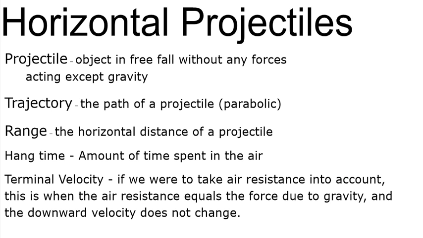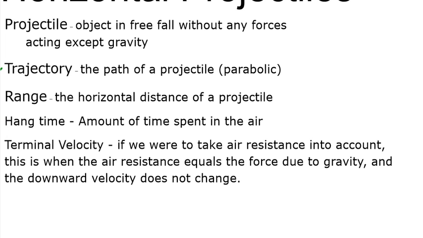Now, there are some new terms that you want to be familiar with for horizontal projectiles and projectiles in general. A projectile is an object in free fall without any forces acting except gravity. Trajectory is the path of the projectile. Typically, it's going to be parabolic. The range is the horizontal distance or displacement of the projectile. The hang time is the amount of time spent in the air.